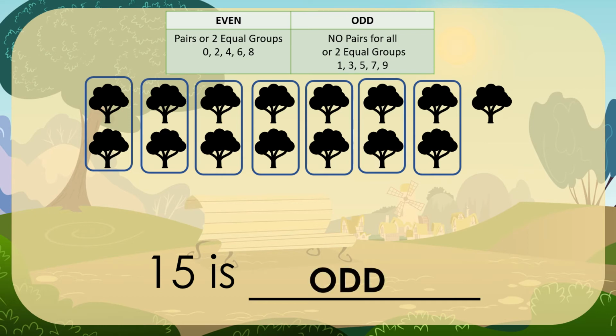I can also look at the structure of the number 15 and see that there's a 5 in the ones place. Odd numbers have a 1, 3, 5, 7, or 9 in the ones place. 15 has a 5 in the ones place, so 15 is odd.